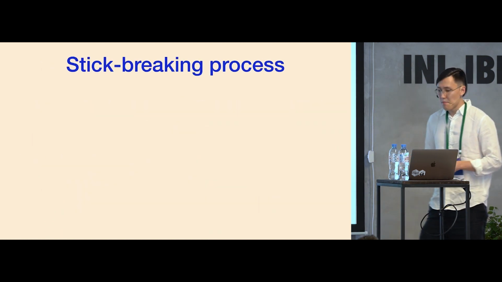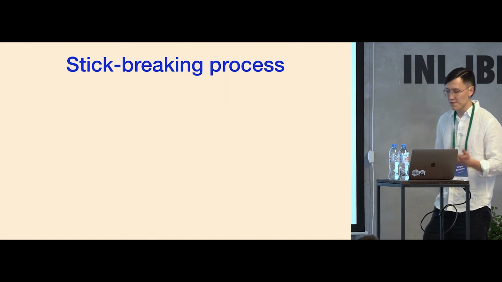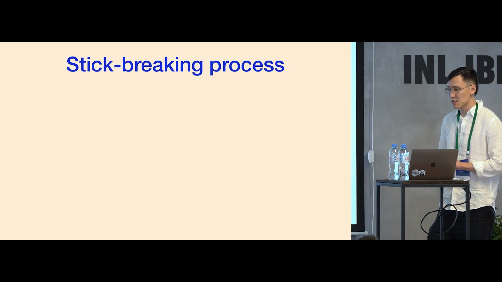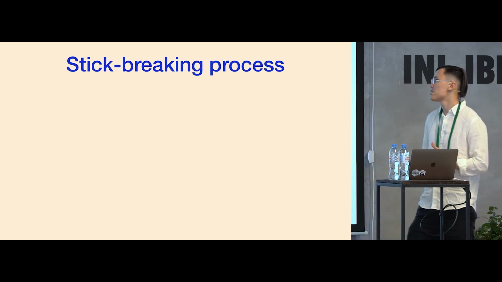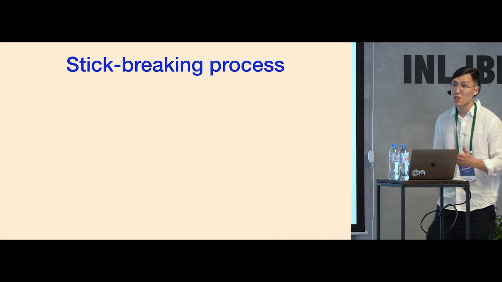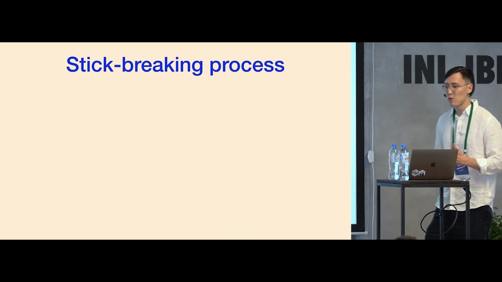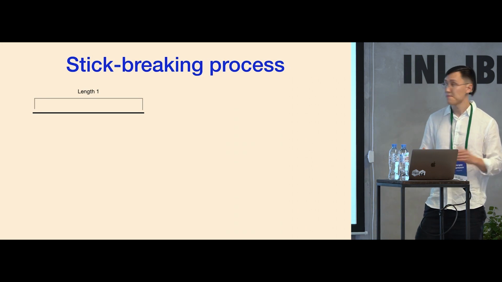Because the Chinese restaurant process, even though it is very intuitive to understand and really simple to generate data with, is not very convenient for stochastic variational inference. And because we want to use stochastic variational inference for training our model, we will have to use something else. And this something else is the stick-breaking process.